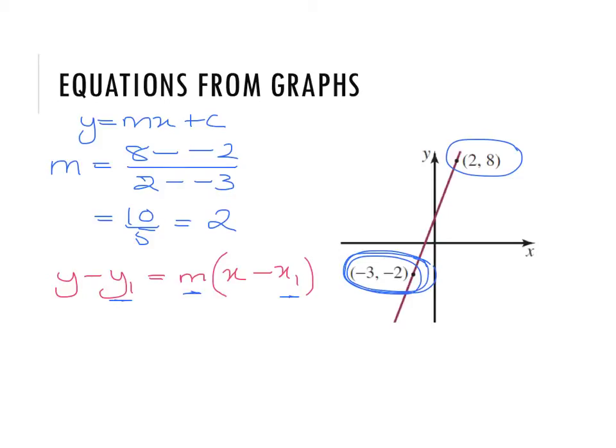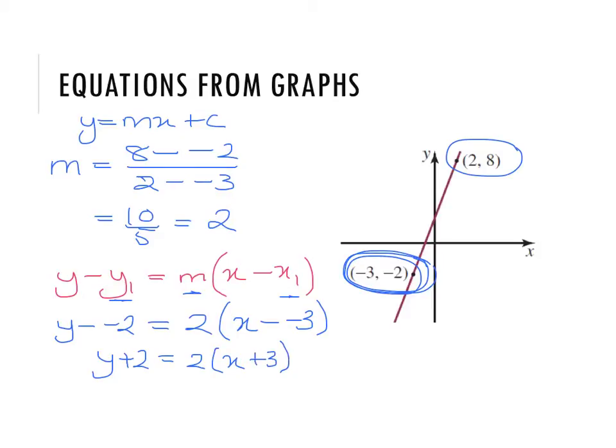And again, you can substitute them into your calculator, ask it to solve for y, and it will rearrange the equation for you. So this would become y minus negative 2 equals 2 bracket x minus negative 3. And so we just simplify that a little bit before we move on. 2 bracket x plus 3.